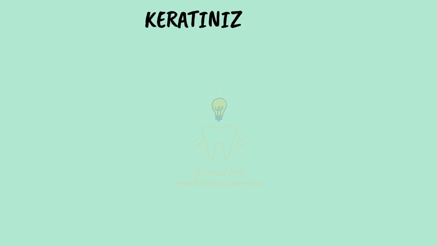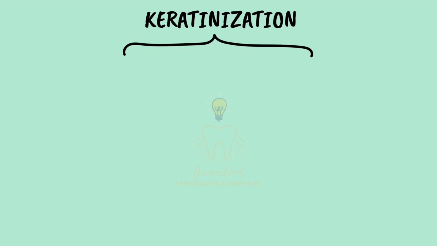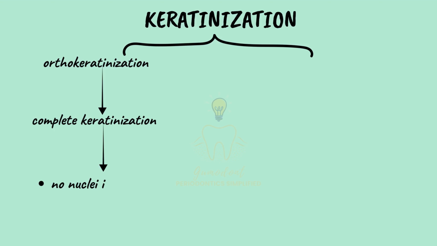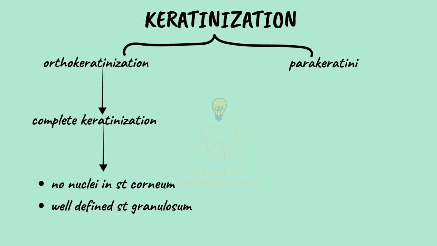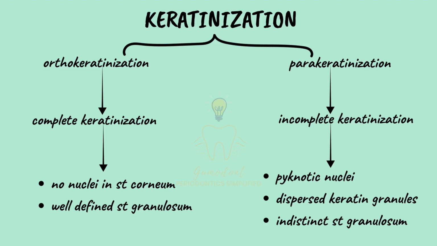Depending on how complete this process is, two patterns can be seen. Complete keratinization leads to an orthokeratinized layer with no nuclei in the stratum corneum and a well-defined stratum granulosum. While in parakeratinized epithelium, the stratum corneum retains pyknotic nuclei and keratin granules are dispersed, and hence the granulosum is not distinct.